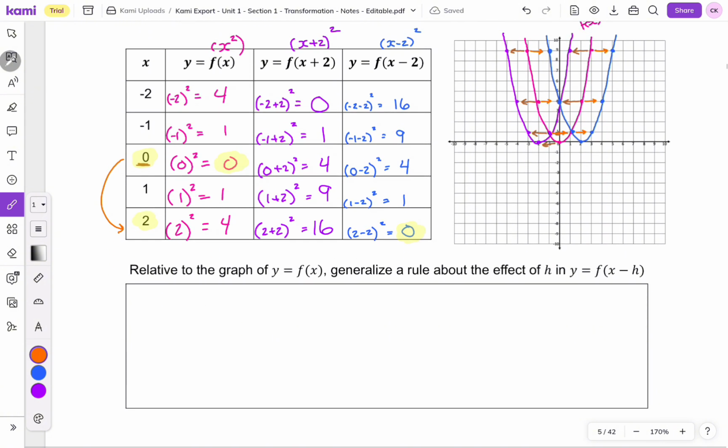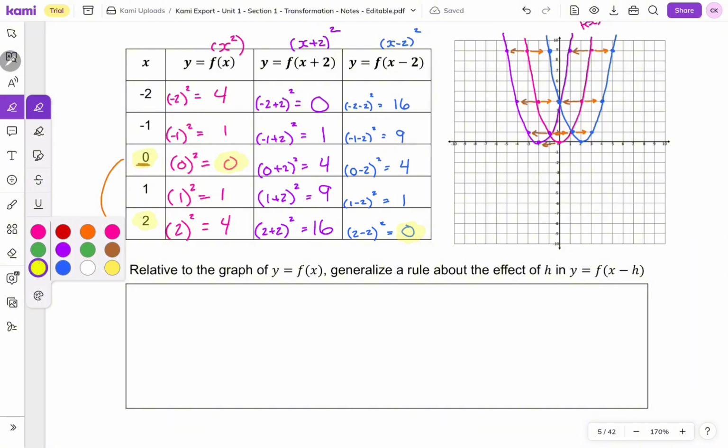So we're going to look at our value of h. How does h affect our graph? The trick with this is the fact that we have a negative here.